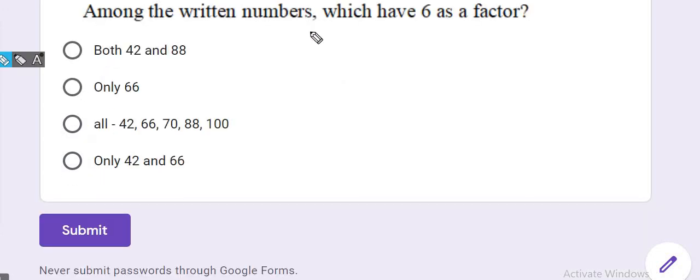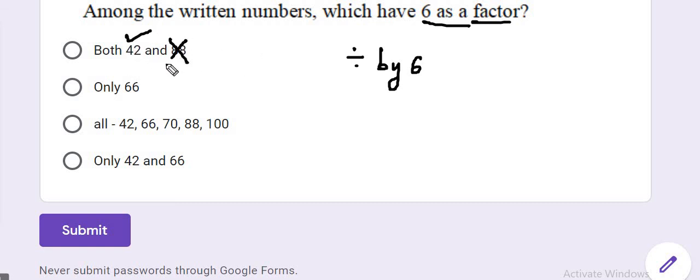Bonus question 5. Among the written numbers, which have 6 as a factor? 6 as a factor means which numbers are divisible by 6. So you can actually divide by 6 to get your answer. 42 is divisible by 6, but 88 is not. 66 is divisible by 6, and 70 is not. So only 42 and 66 are divisible by 6. So D is the correct option.